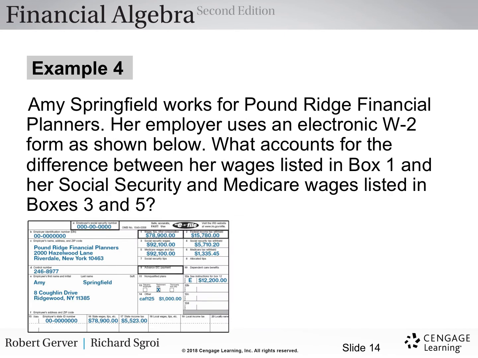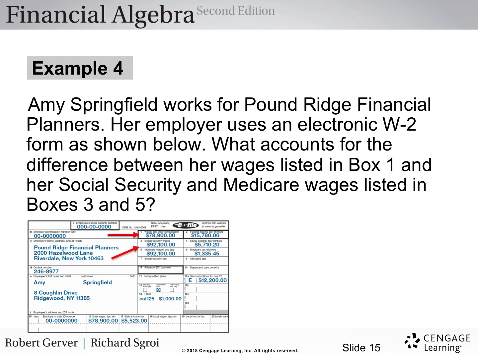All right, example 4. Amy Springfield works for Pound Ridge Financial Planners. Her employer uses an electronic W-2 form as shown below. What accounts for the difference between her wages listed in box 1 and her Social Security and Medicare wages listed in box 3 and 5?